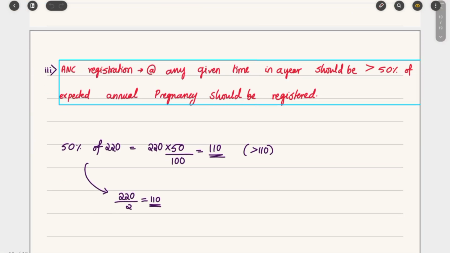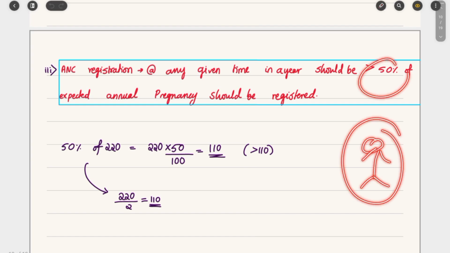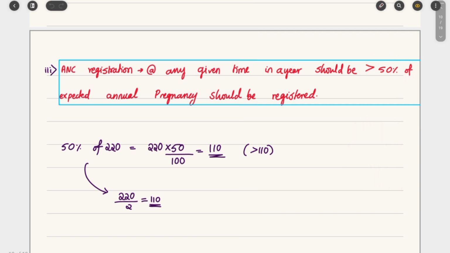Last step is that the ANC registration at any given time in a year should be more than 50% of the expected annual pregnancy. That should be registered. That means what? See, the 220 was the total pregnancies that should be registered. But what is the criteria? Whenever you go to a PHC, more than 50% of the cases should be registered. That means 50% of 220 is nothing but 220 divided by 2, that is 110. So when you visit in November 2025, the registration book should contain 110 pregnancies.